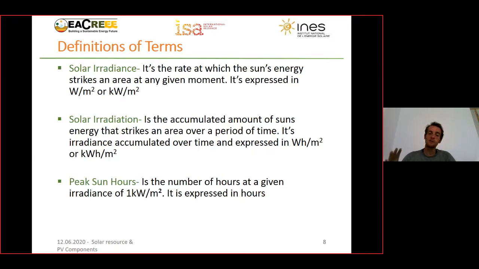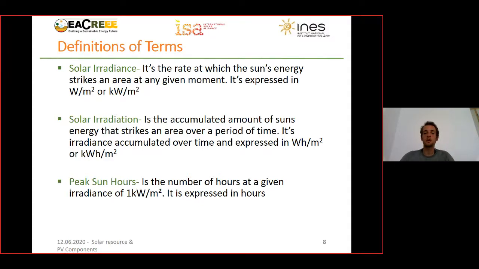First term is what we call solar irradiance. Solar irradiance is the rate at which the sun's energy strikes an area at any given moment. So it's a power value, and it is expressed in watt per square meters, or of course kilowatt per square meters. So we have just seen one value of irradiance, which is 1000 watt per square meters in clear sky conditions. So you can remember that solar irradiance is power.